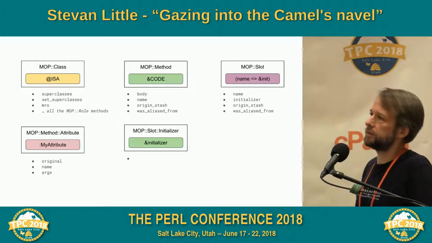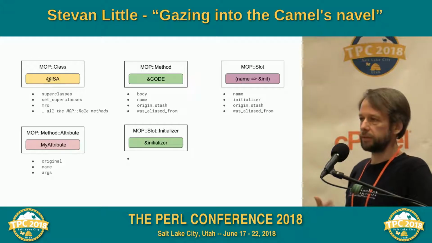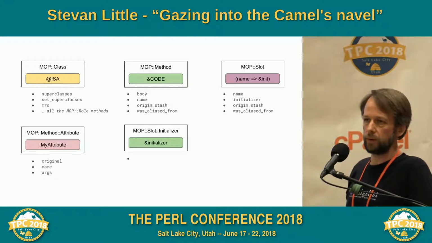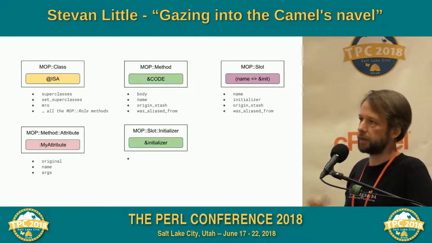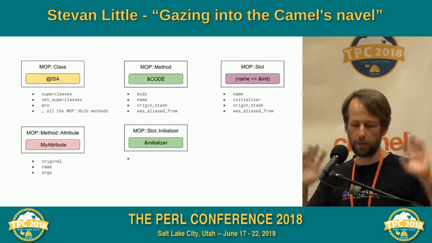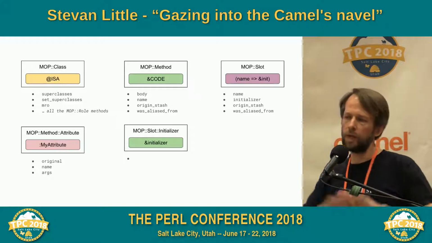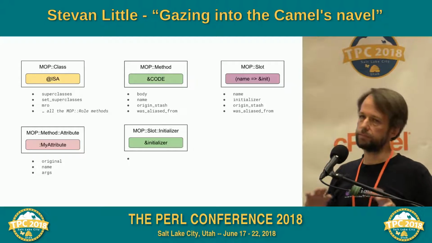Mop slot initializer is literally just a blessed code ref, and all that class really does is make it easy for you to build some generic initializers, but it just turns into a code ref, which is what it expects to store in there anyway. So it all just works, and it basically has no methods. So those are the little pieces.